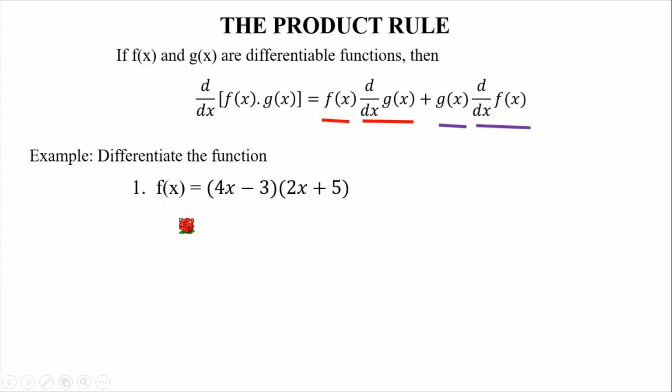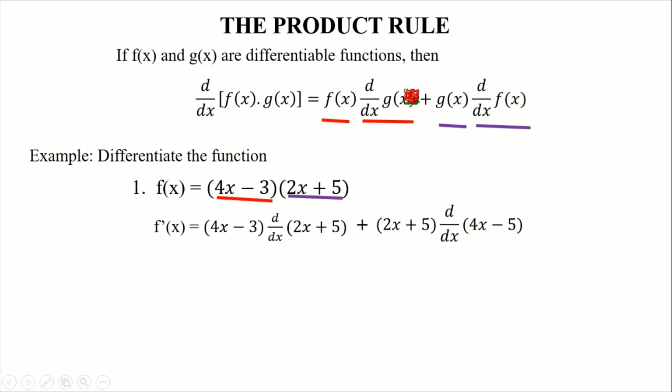So for example, we have f of x is equal to the quantity of 4x minus 3 times 2x plus 5. So this is our first function and this is the second function. So sabi sa product rule, yung first function i-multiply natin sa derivative nitong second function. Okay? Pagkatapos nun, i-add natin sila sa second function natin, this one, 2x plus 5, times derivative ng ating first function. Ito. So, kukunin muna natin yung derivative nila.